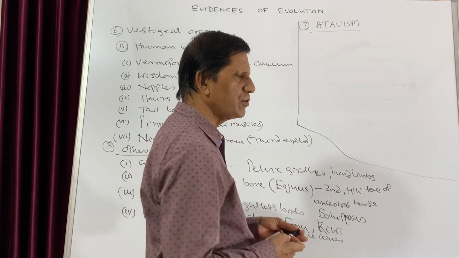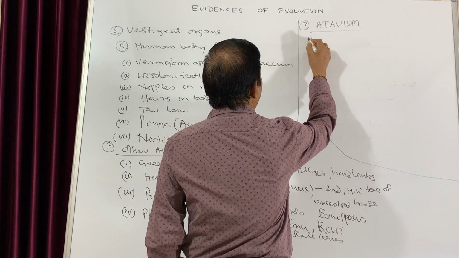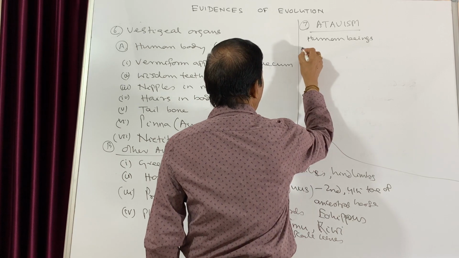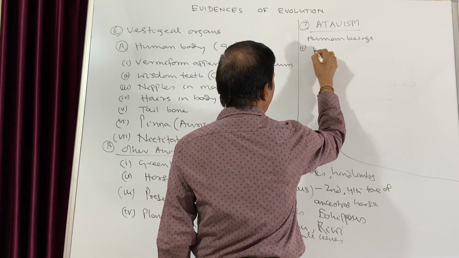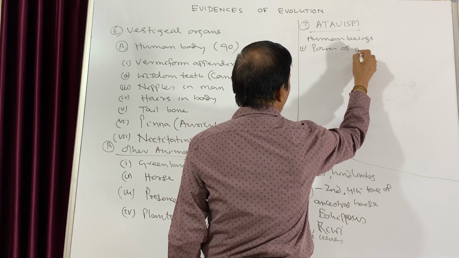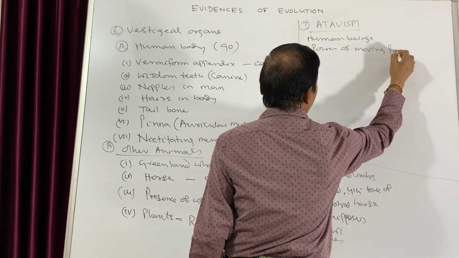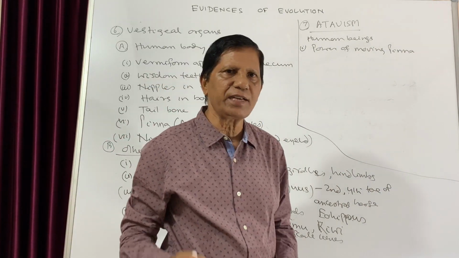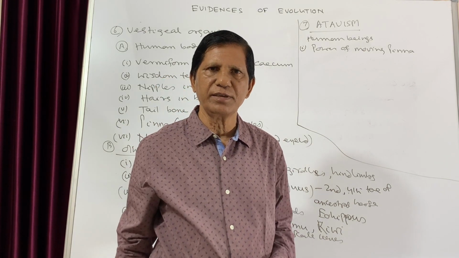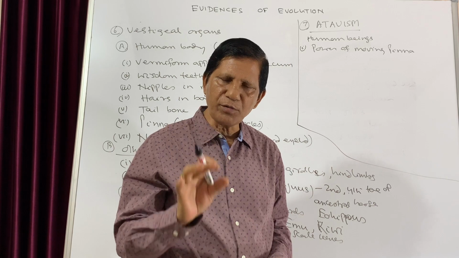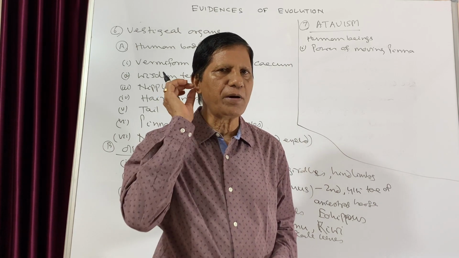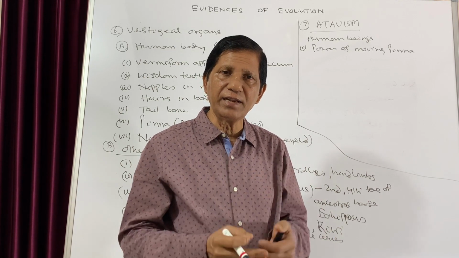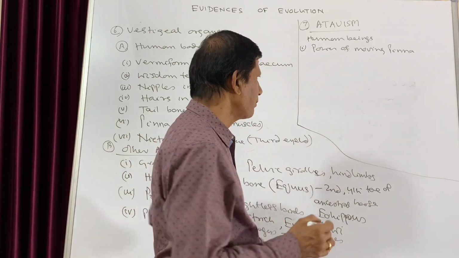So what are the common examples? In case of human beings, there are so many examples. One example we can take is the power of moving pinna. Here I have told you in case of vestigial organs that the pinna doesn't move in human beings. But in some human beings, the pinna has the power to move. That is the case of atavism. That means the ancestral character has reappeared.